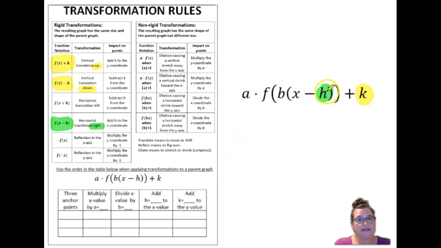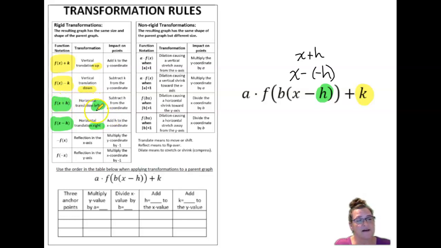If your h is negative, so for example, if you had written it this way, x minus negative h, right? So in our standard form here, x minus a negative h, when your h is negative, that minus and a minus makes that into a plus, x plus h. And that's what's being referred to over here in the transformation rules, x plus h. That's moving to the left.